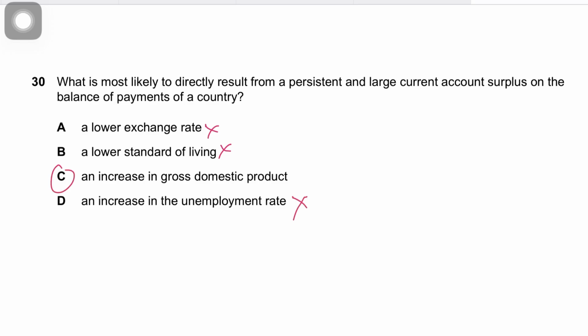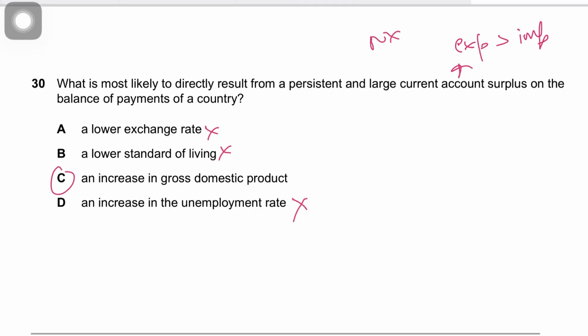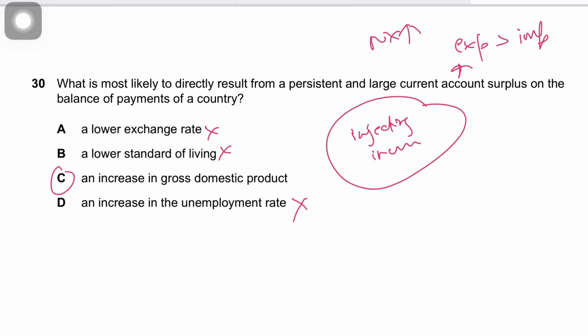C is the correct answer, an increase in GDP, because a persistent large current account surplus would mean that export earnings consistently exceed import spending. What do you mean by current account surplus? It means that export revenues exceed import expenditures, and this results in higher net exports. Remember, this injects income into the circular flow. It injects income into the economy.